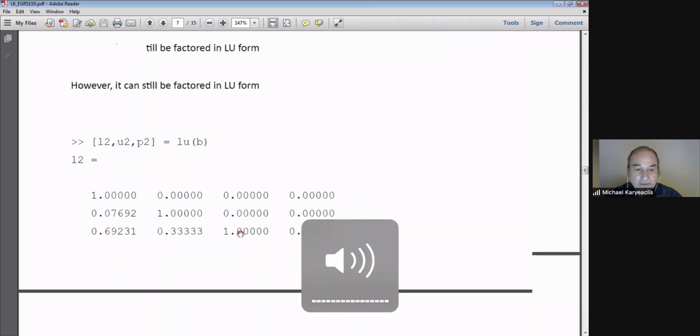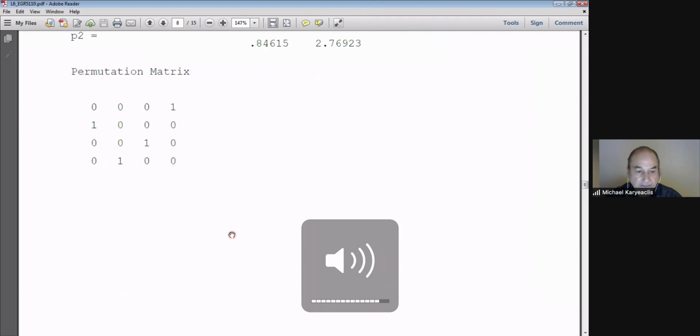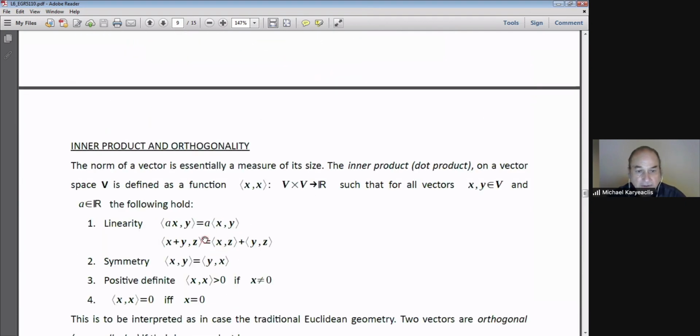Before we go to that, we need to talk a little bit about inner products. So let's talk about inner product and orthogonality. This is going to come up again and again. This is a generalization of the inner product that you know from Euclidean geometry, in the same way that we did for transformations and mappings, generalizing linearity. This is the same kind of thing extended to the inner product.